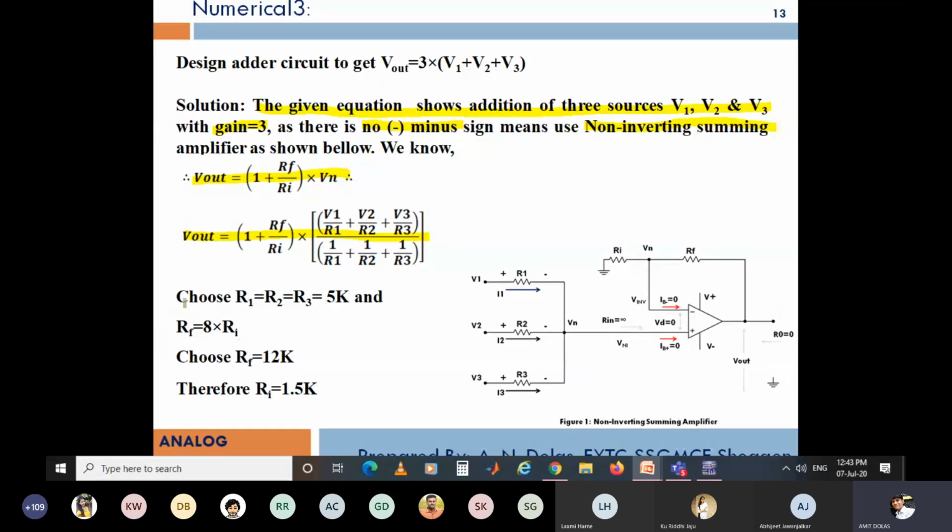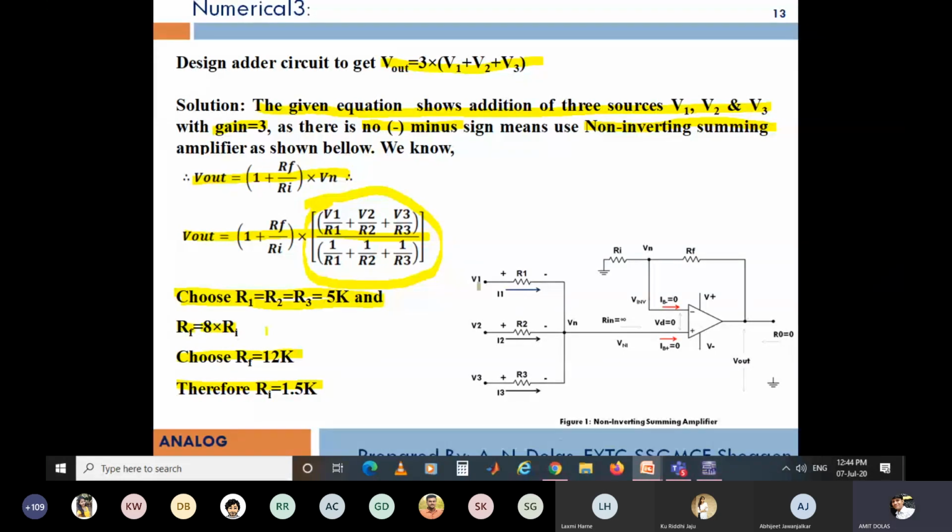Now what I will do, I will choose the values. You just do the calculation. It is very simple. If you use pen and paper, it will be very easy. If you do some practice on this part of the equation, if I choose R1, R2 and R3 equal to 5K and the value of Rf 8 times of Ri, then the given problem will be solved. That is 3 into V1 plus V2 plus V3. So I will choose what? Rf is equal to 12K and therefore my Ri will be equal to 1.5K.